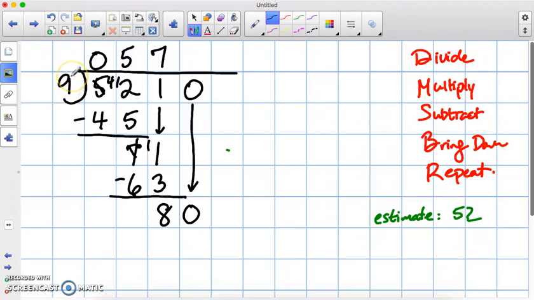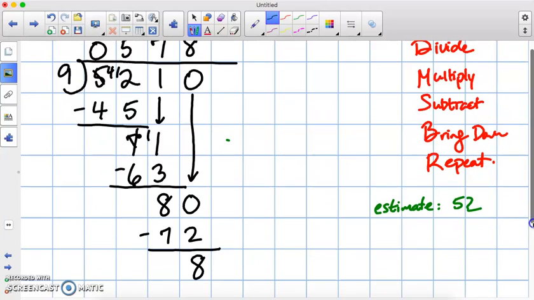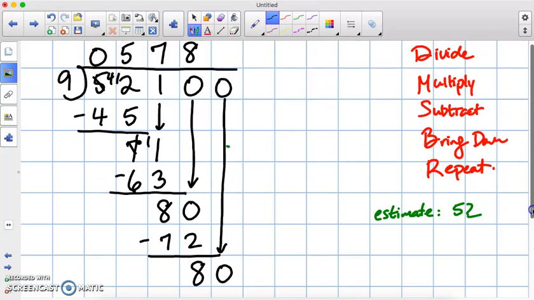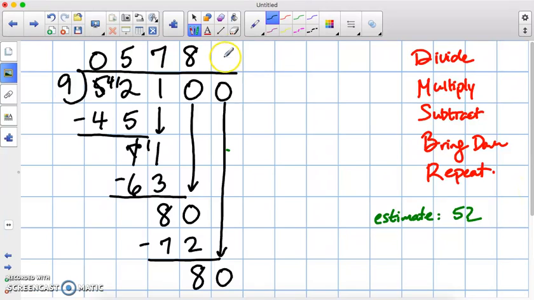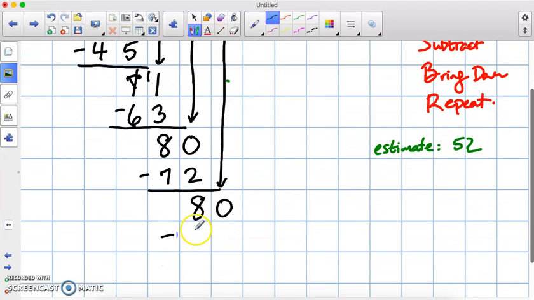So 80 divided by 9 is approximately 8 because 8 times 9 is 72. That's the closest we can get to 80 without going over. 80 minus 72, when you're doing the subtraction, you end up with 8, okay? Now, I can already tell that this is probably going to be a repeating decimal because if you look at this again, you're bringing down a 0. 80 divided by 9, approximately how many times? You get 8 again, and then 8 times 9 is 72. Now, and we get an 8.